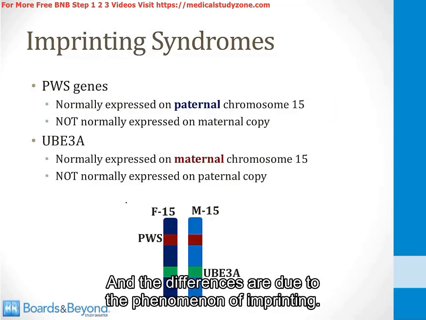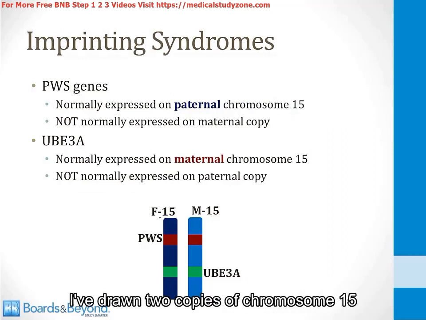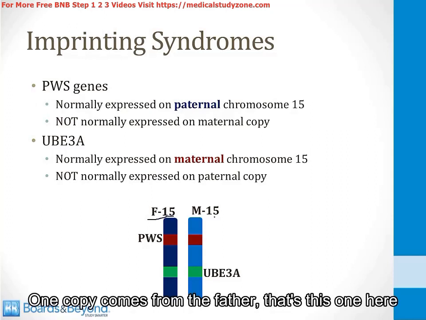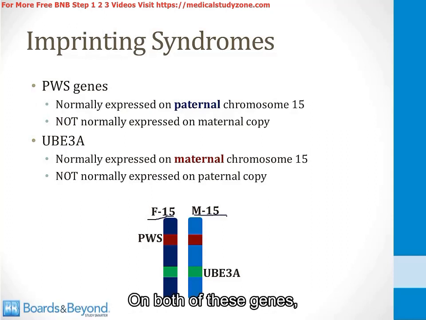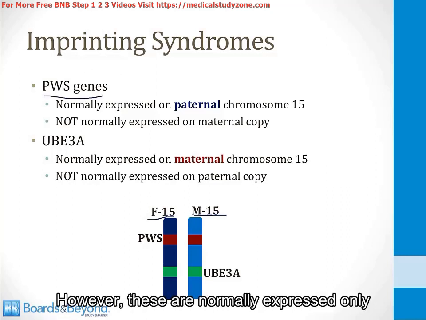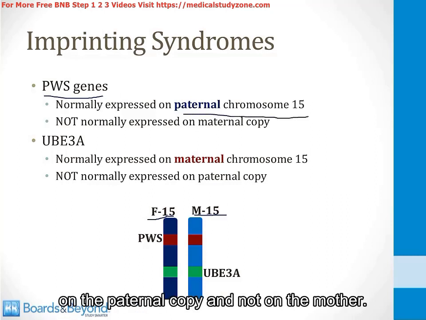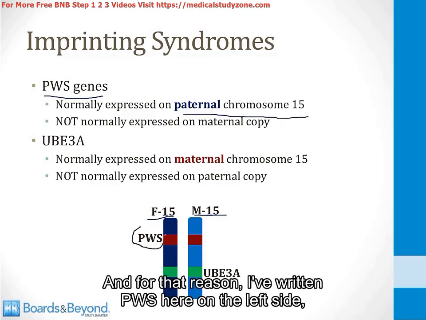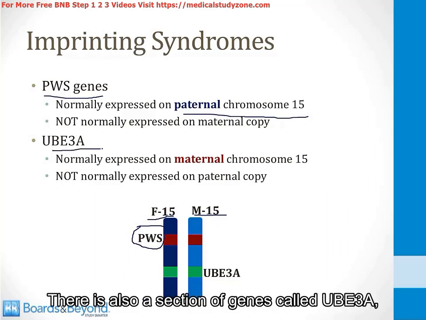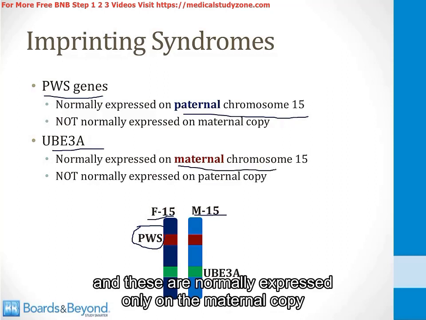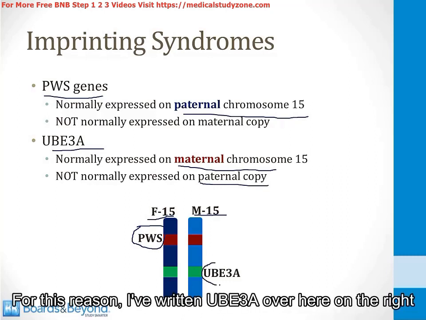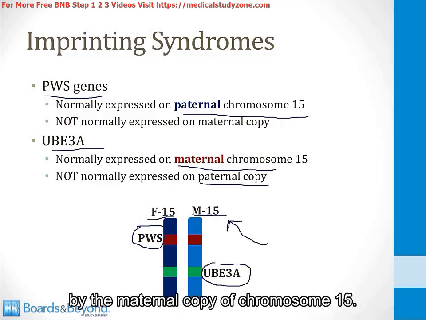To understand this better, at the bottom of this slide, I've drawn two copies of chromosome 15 in a particular individual. One copy comes from the father, that's this one here, and the other copy comes from the mother. On both of these chromosomes, there is a section that contains PWS, or Prader-Willi syndrome, genes. However, these are normally expressed only on the paternal copy and not on the mother's, and for that reason I've written PWS here on the left side by the father's copy. There is also a section of genes called UBE3A, and these are normally expressed only on the maternal copy and not normally expressed on the paternal copy. For this reason, I've written UBE3A over here on the right by the maternal copy of chromosome 15.